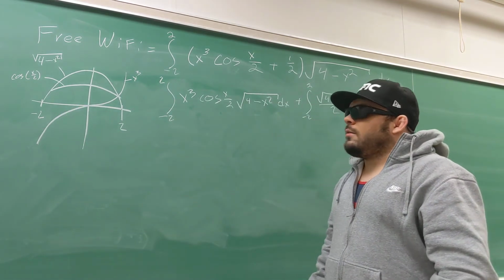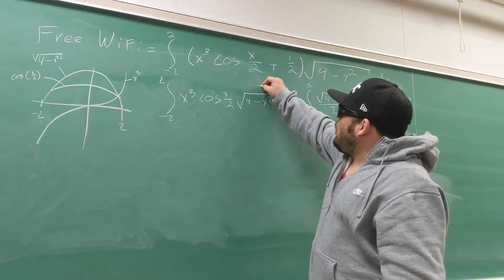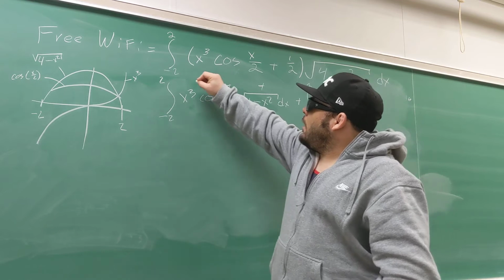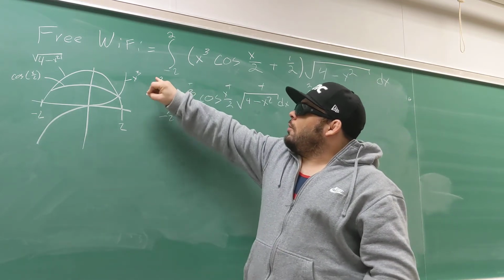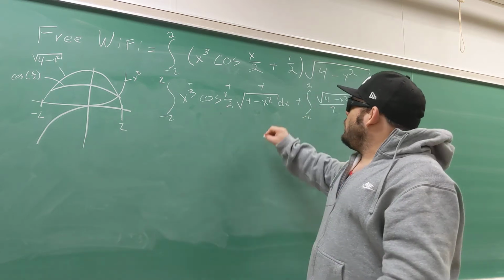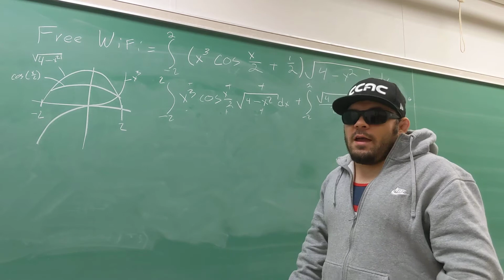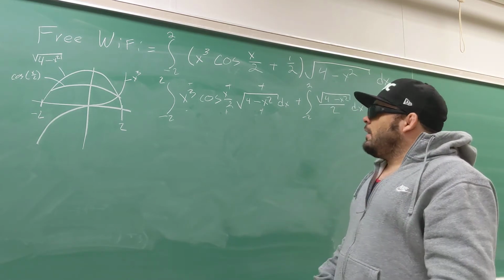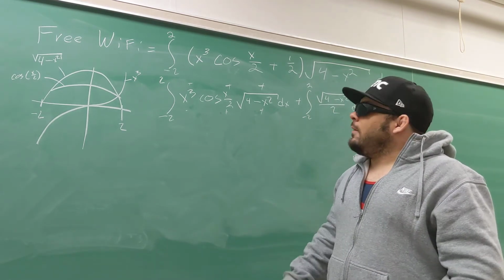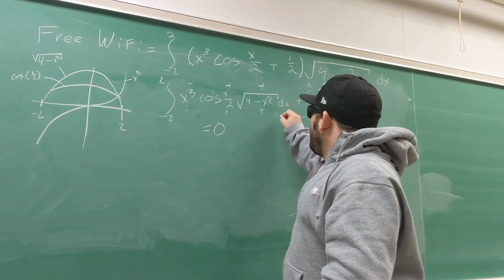What this means is, when you find the area under the curve, you're going to have a positive and a positive from 0 to 2. From negative 2 to 0, you're going to have a positive and a negative, and they should cancel out. Therefore, this whole thing here is equal to 0.